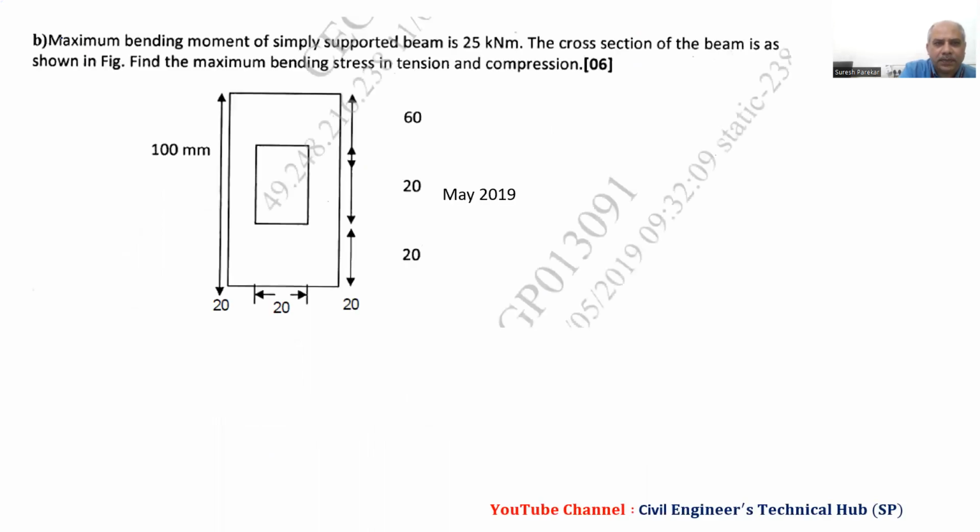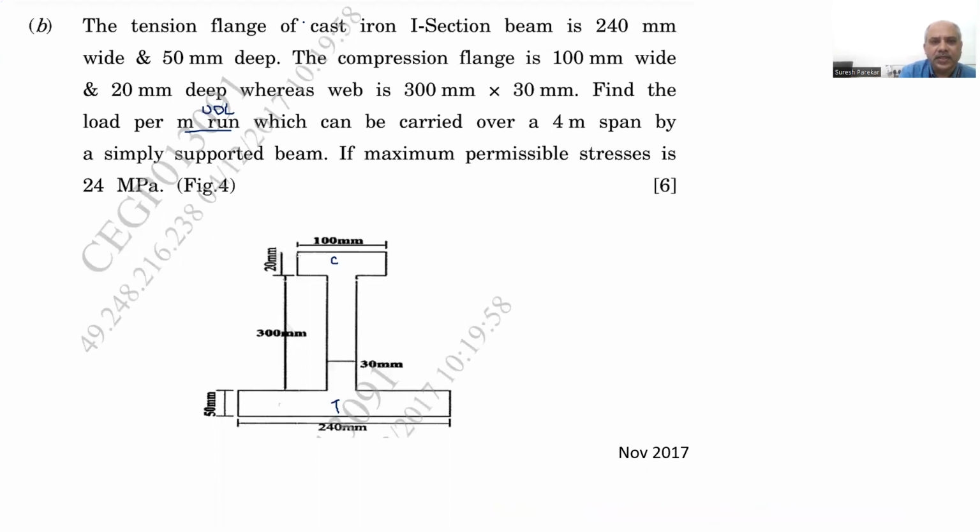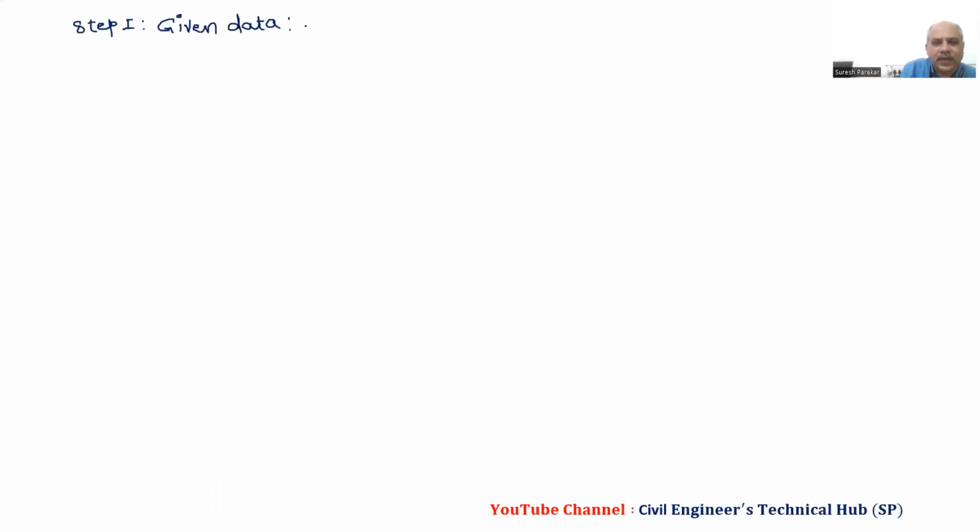So now we will go with step 1, the given data. Now I will write over here only. The dimensions are given. The span is 4 meters, so I will not write the dimensions. Span 4 meters, that is L. And then sigma max we have 24 Newton per mm square. Now step 2, we have geometric properties.